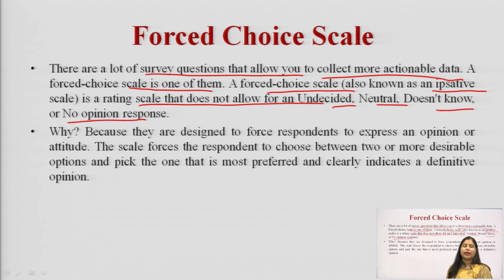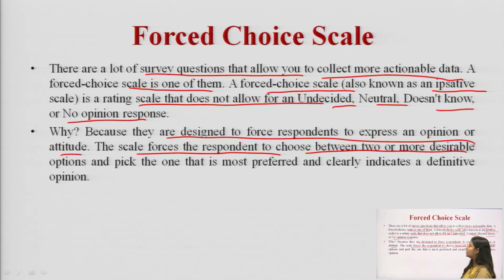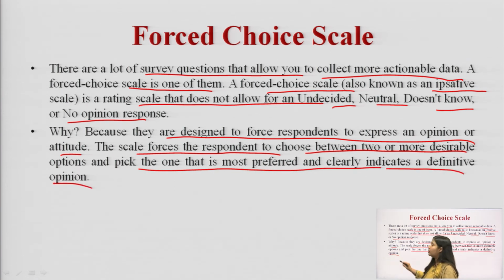They did not give the respondent a midway to go out. And why is it given? Because they are designed to force the respondent to express their opinion or attitude. The scale forces the respondent to choose between two or more desirable options and pick the one that is most preferred and clearly indicates a definitive opinion. So, in this type of survey, you are forcing the respondent to answer your questions.